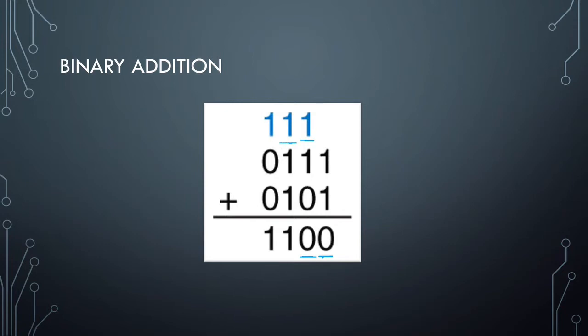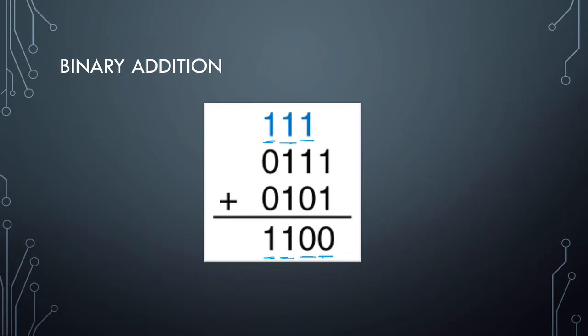And here we have 1 plus 1 plus 1, which in the decimal system would be 3. But in binary, that's actually 1, 1. It looks like 11. It represents the number 3. So here we're going to write the 1, and we're going to carry the 1. And then 1 plus 0 is, of course, 1. So adding the two binary numbers 0, 1, 1, 1 plus 0, 1, 0, 1 equals 1, 1, 0, 0.